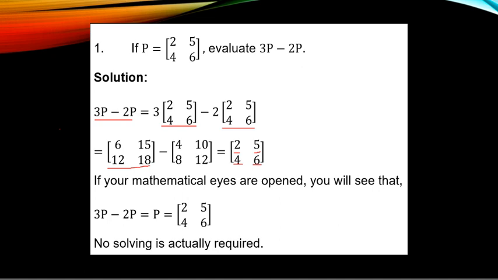Now, if you can see very well, you notice that there's even no need to solve at all. Why? Because 3P minus 2P is equal to P, and P is the matrix itself. So actually, no solving is required. I did it this way so that you understand how you tackle the problem. Okay.